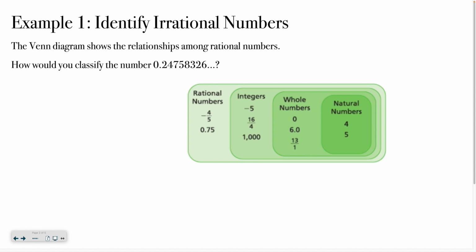So we have this Venn diagram of sorts. I know you guys are used to Venn diagrams where it's two circles and they overlap a little bit. This is a different kind, but it works the same way. Any overlap means that it occurs in all of those categories that it overlaps with. Okay, so this Venn diagram shows the relationship among rational numbers.